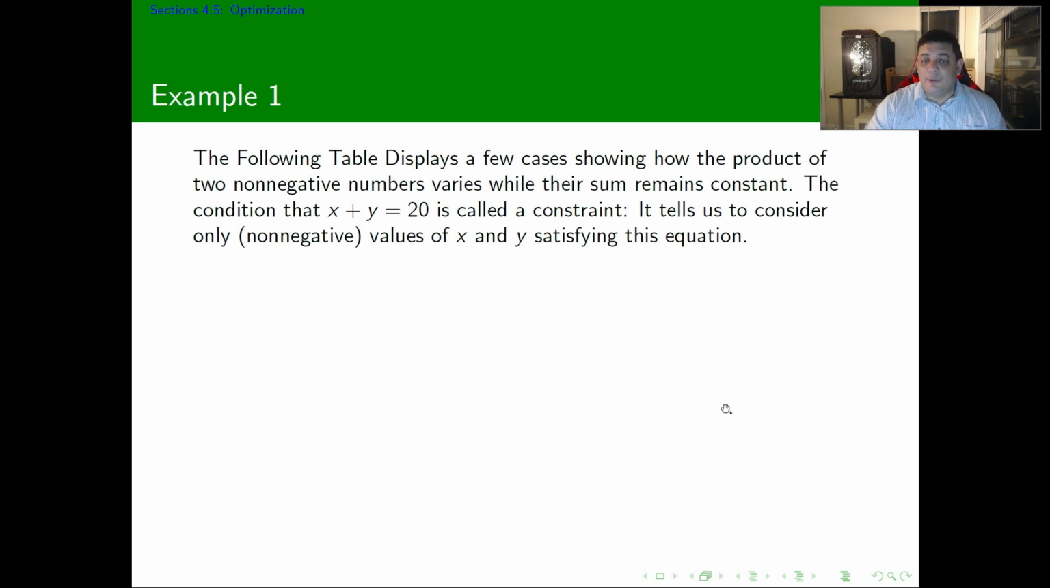So the following table is going to display a few cases on how the product of two non-negative numbers varies while their sum remains constant. The condition is that the sum of these numbers is 20. Notice that there are a lot of numbers that can give me sum 20. It can be 10 and 10, or 19 and 1, or 15 and 5, and so on. Okay, this is going to be my constraint. Now, we want to maximize or minimize what the product is.